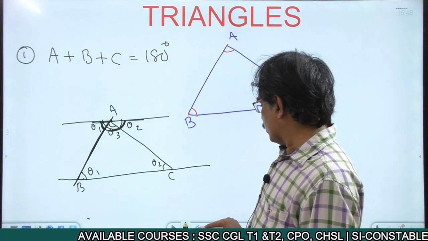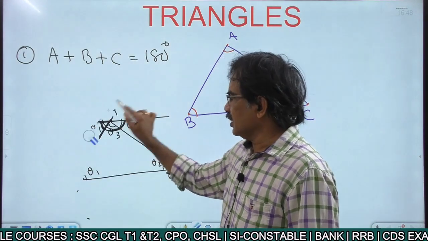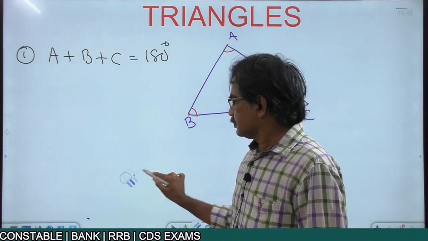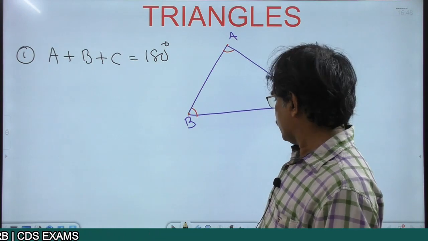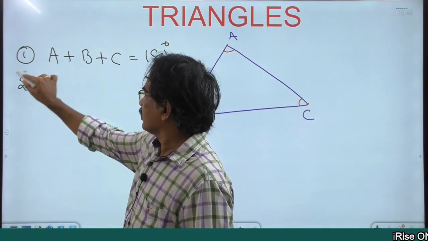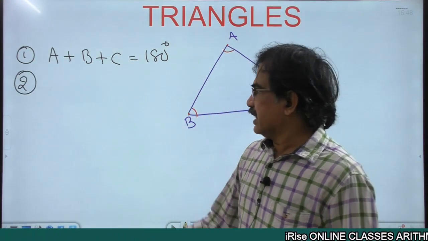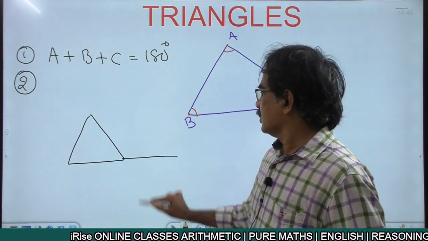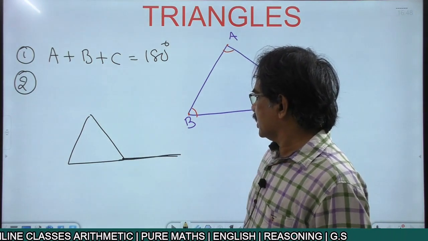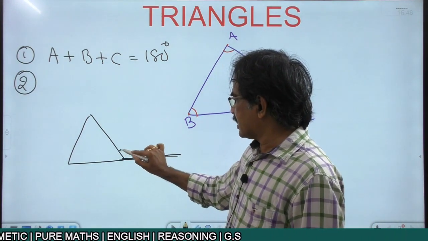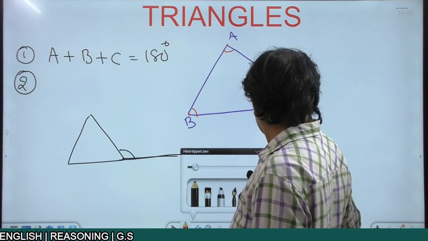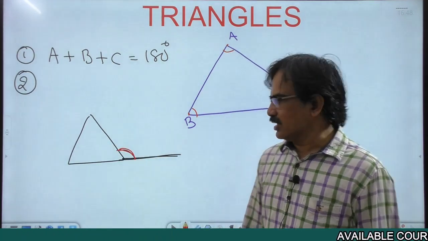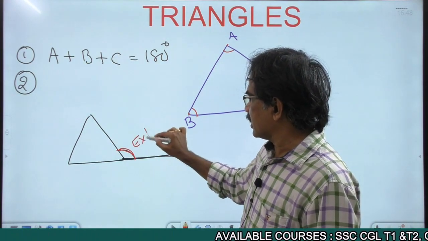Next, point number 2. If any side of a triangle is extended, this line is extended, then the angle between the extended side and the given side, this one, is called the exterior angle.